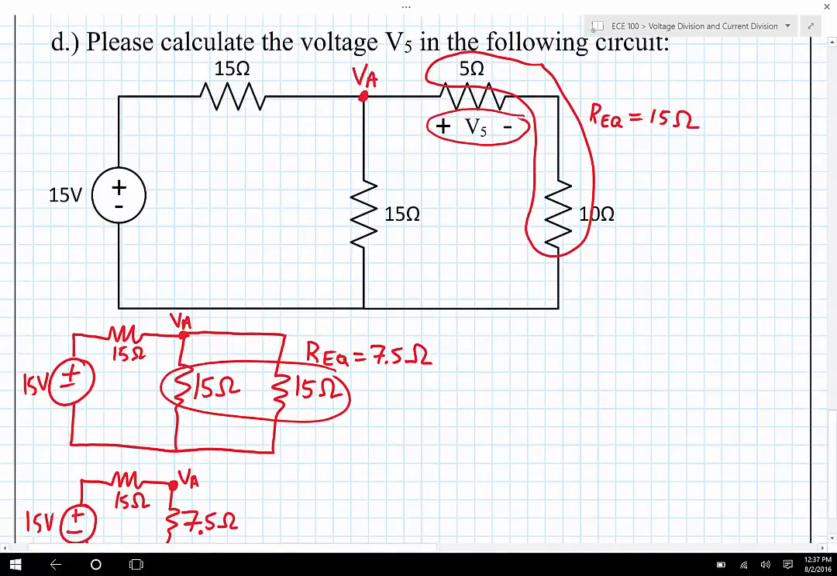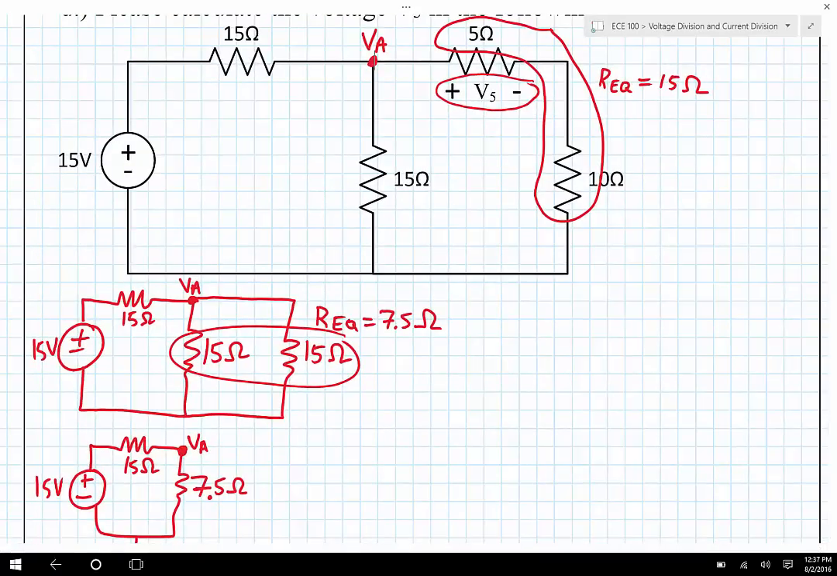Which means that if I find V sub A in the third circuit diagram, I can go back up and know V sub A in the first circuit diagram. We're actually kind of flashing ahead to the next lesson, but I thought that this would be a good thing for us to see right now. So let's say V sub A is going to be equal to 15 times 7.5 divided by 7.5 plus 15, and that works out to be 5 volts.